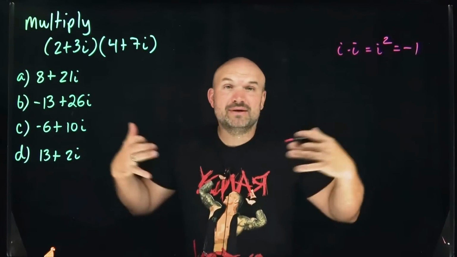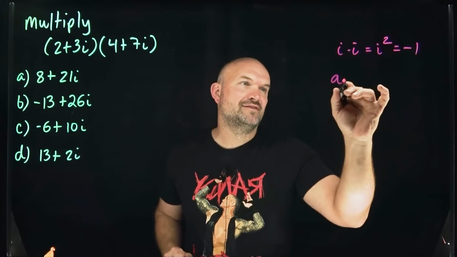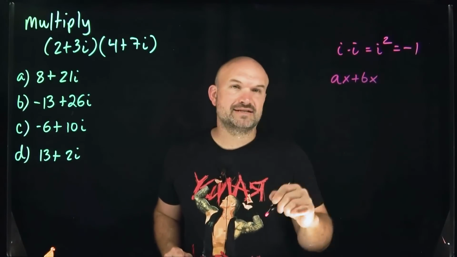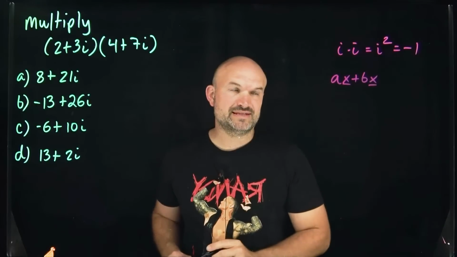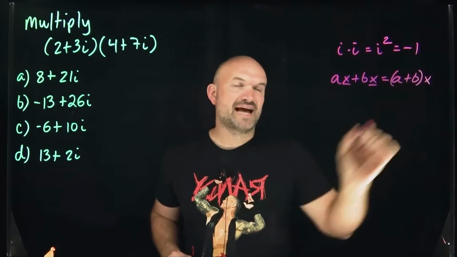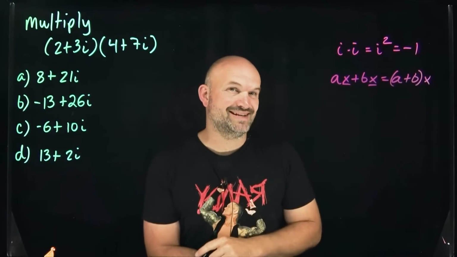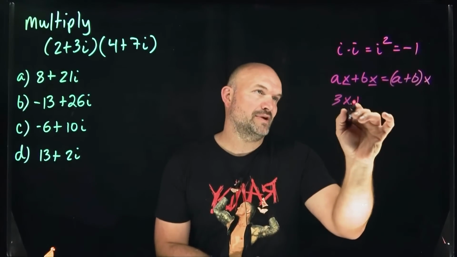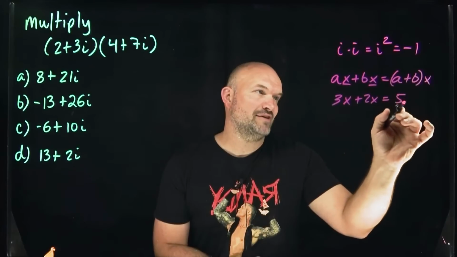The next thing is when we're combining like terms. If I have ax plus bx, right? The variable here is going to be the same. So therefore, that is going to equal (a plus b) times x, where a and b represent numbers, right? So if I did 3x plus 2x, that's equal to 5x.